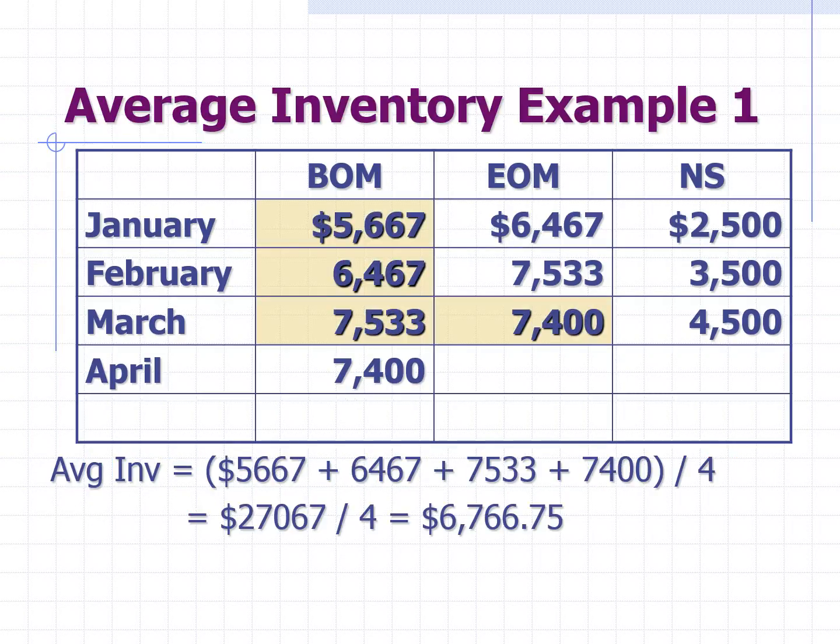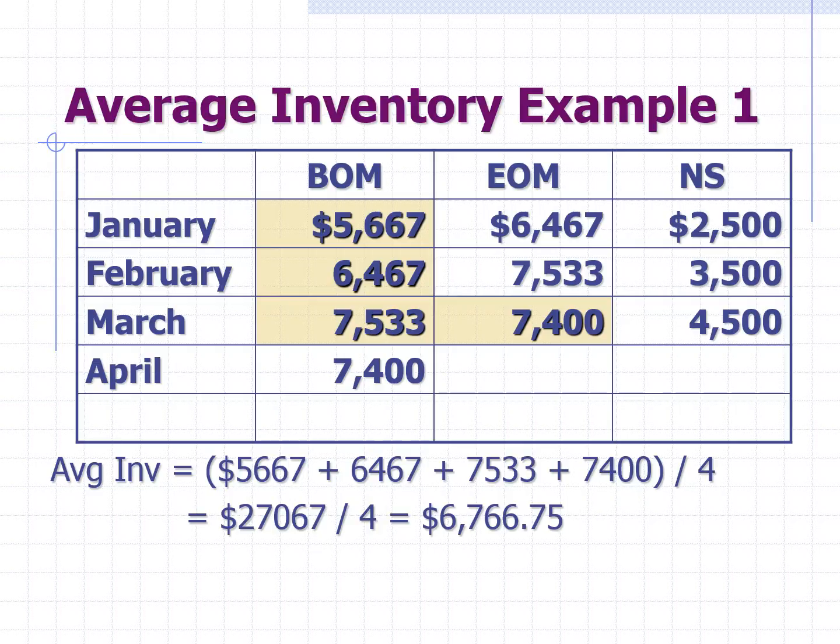So let's take a look at the answer. Well, as I said before, we add the 3-month BOM, January, February, and March. And then the last month EOM, March EOM, 7,400. And then divide that by 4 because we used 3 BOMs and 1 EOM, so that is our 4, right? That gives us the average inventory of 6,766.75. Well, in this example setup, fortunately we were given all the BOMs and EOMs for every month, right?